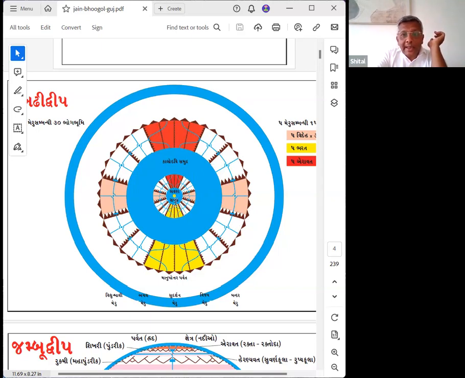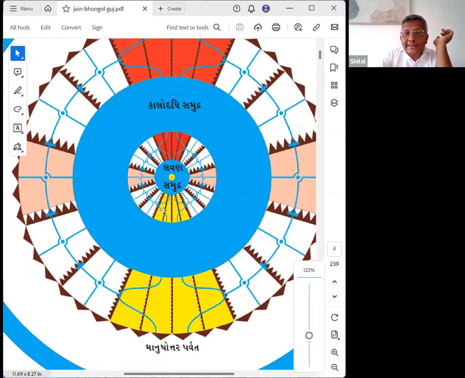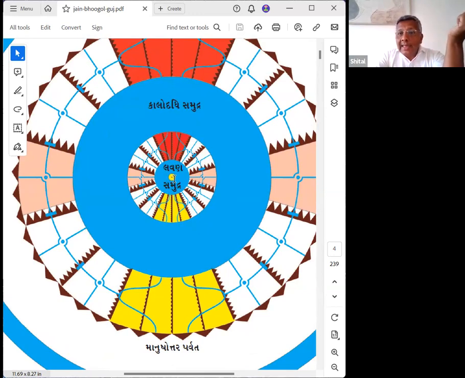So we have Sudarshan Meru right in the center. You see a dot right in the center. Then we have 2 other Merus in the island of Dhatkikand, and 2 other Merus here and here in the island of Pushkar Dweep. Each Meru has a similar formation to the island of Jambu Dweep. As Jambu Dweep has only 1 Meru, it has 1 Bharat Kshetra, 1 Airavat Kshetra, and 1 Videh Kshetra.